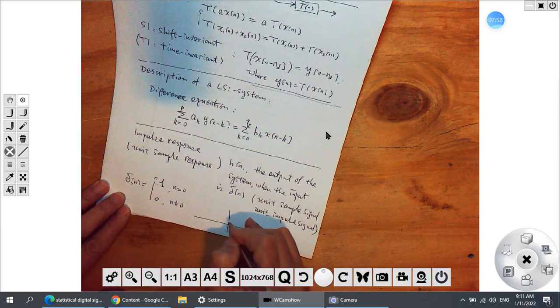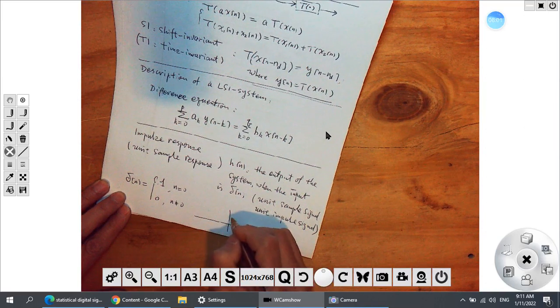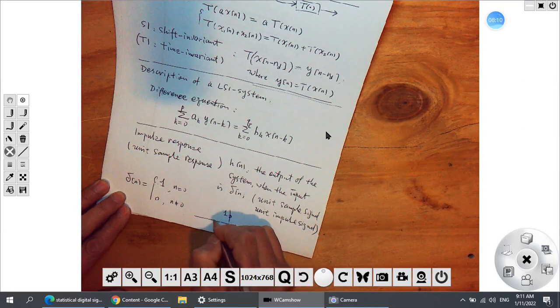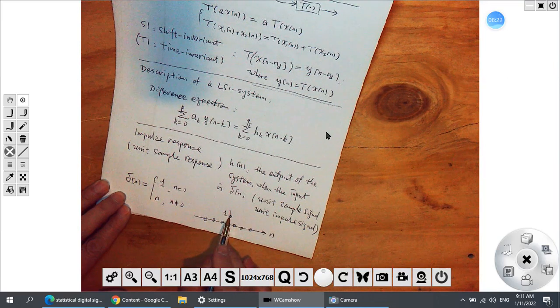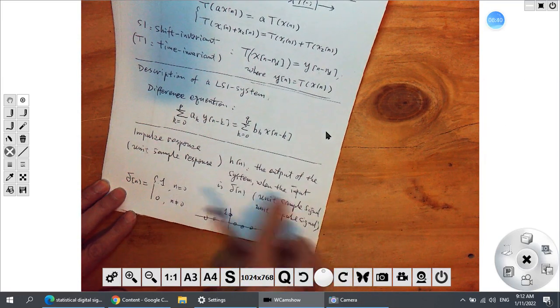As a graph, you can see this is n. When n is 0, its value is 1. When n equals other values, you get 0. So you have a sequence of zeros, but when n is 0 you have a pulse, a unit sample or unit pulse. So we call it the impulse response, the response to the impulse, or the response to the unit sample. Same thing.